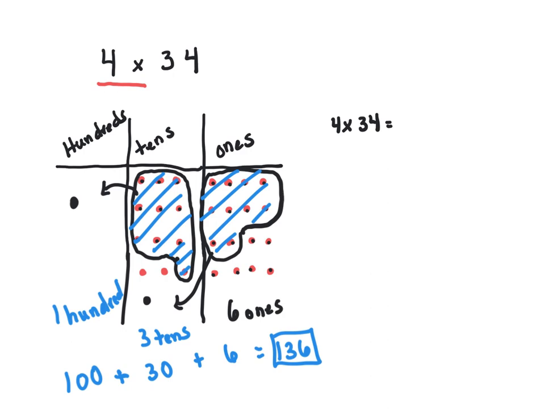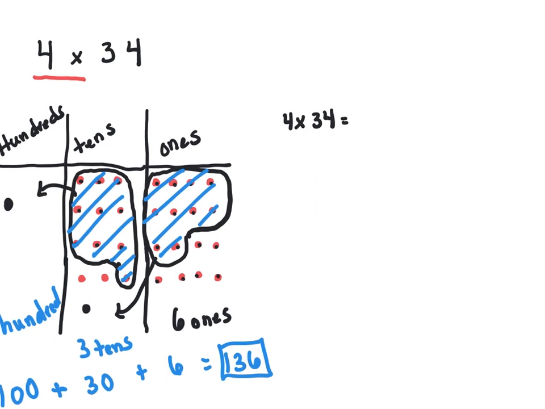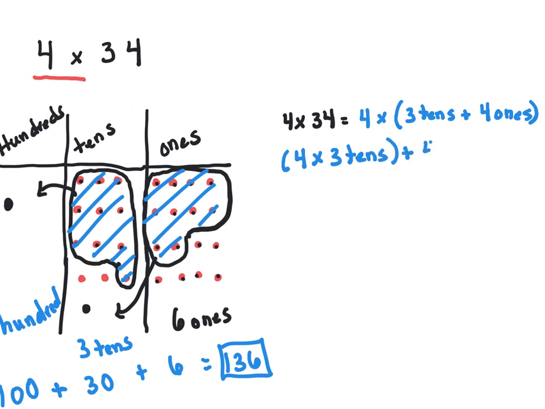All right, now looking over here on this side, we got the distributive property. And with the distributive property, we're going to do 4 groups of 34. So we do 3 tens plus 4 ones. All right, let's distribute that 4. So we're going to distribute the 4, and we're going to say 4 times 3 tens plus 4 times 4 ones.